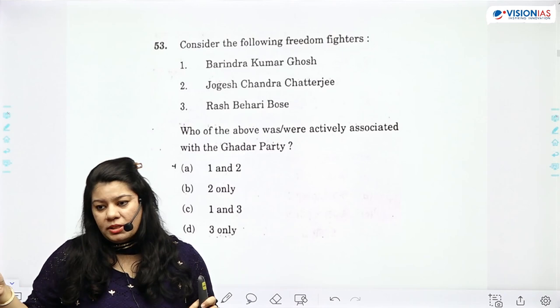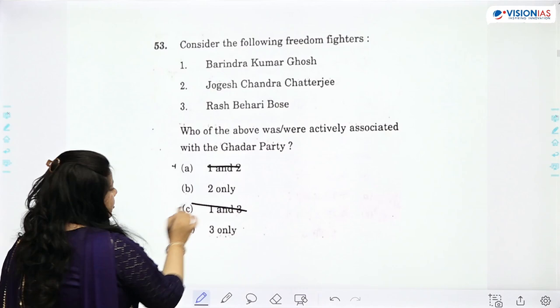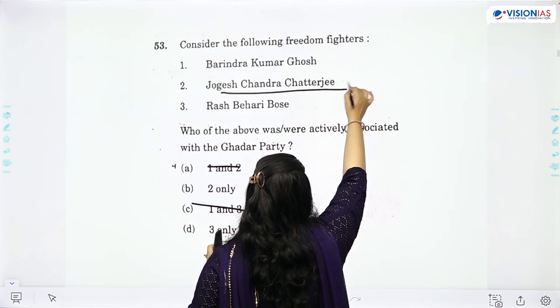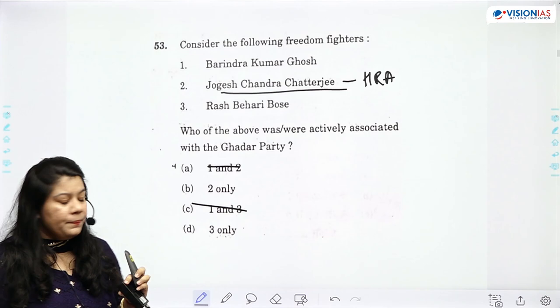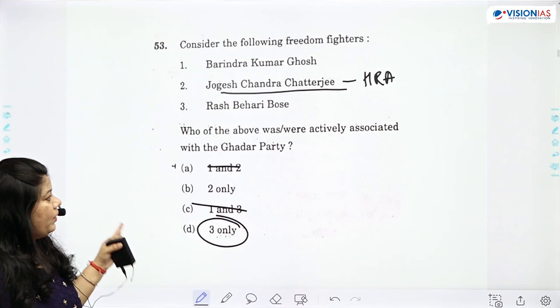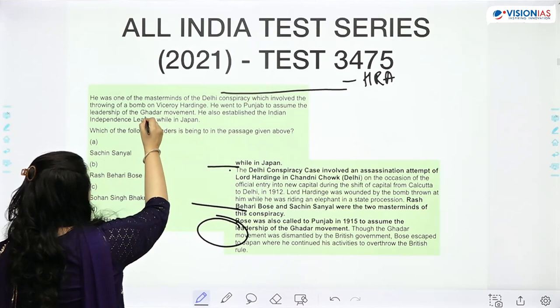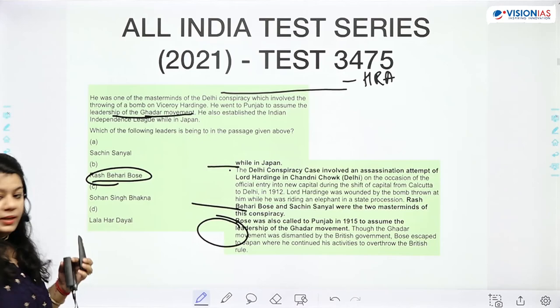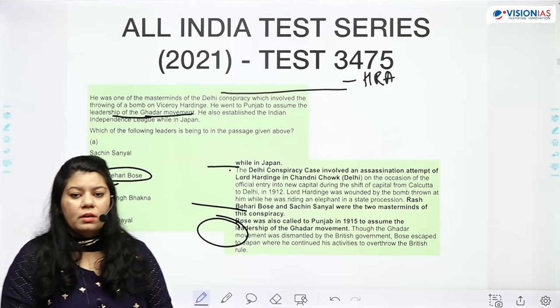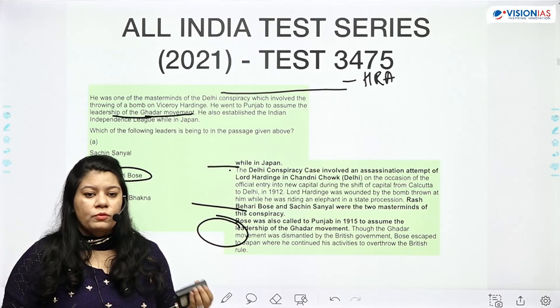So if you eliminate one, you are left with the two-only and three-only options, right? Jogendra Chatterjee was related with the Hindustan Republican Army, right? So three only is the answer, Raj Bihari Bose. This question was also in this year's test series, where we mentioned that Raj Bihari Bose was involved in the Gadar movement. So when you substantiate your studies with the test series and the explanation it carries, it becomes much more meaningful for you to prepare in the right direction, right?